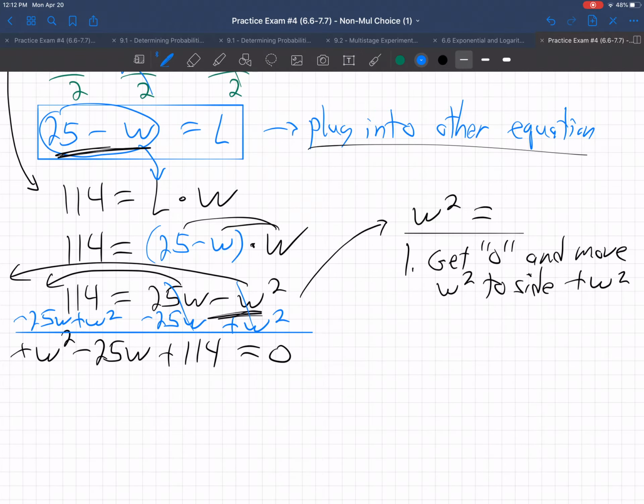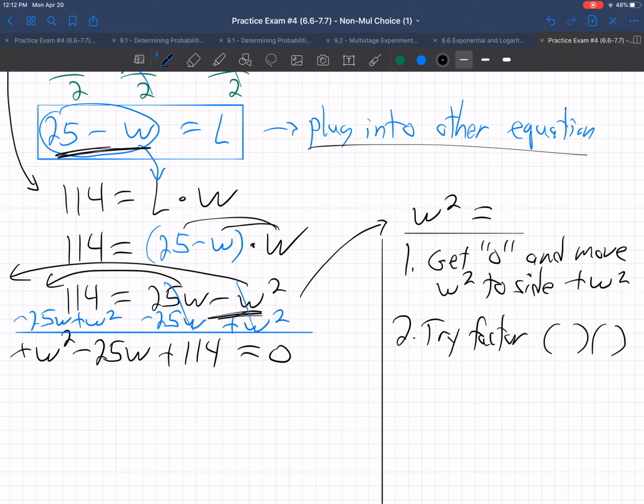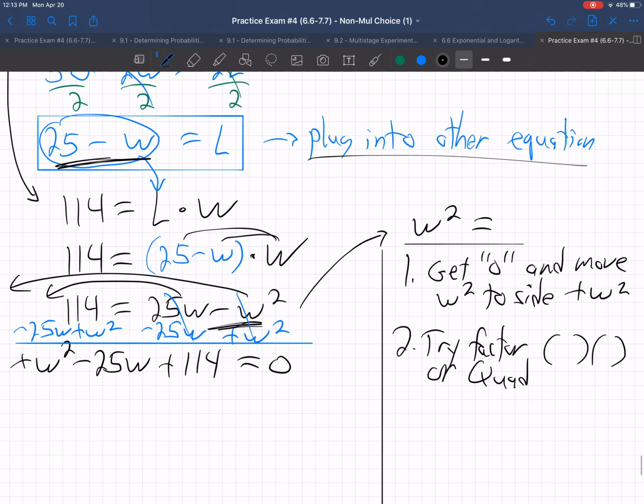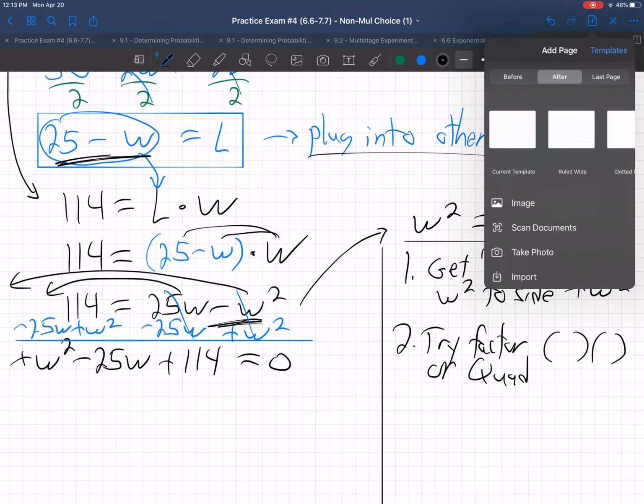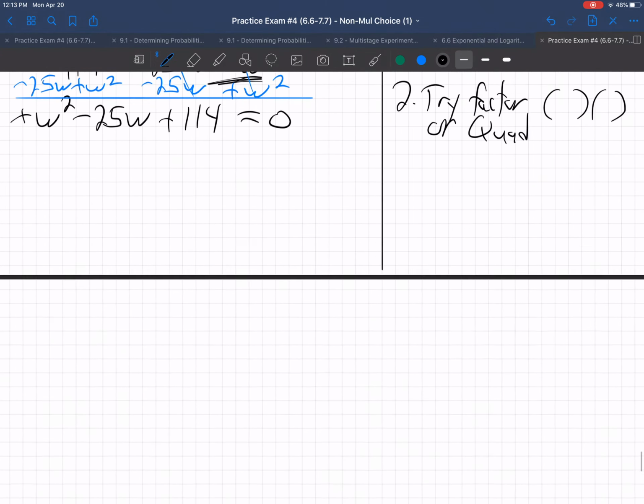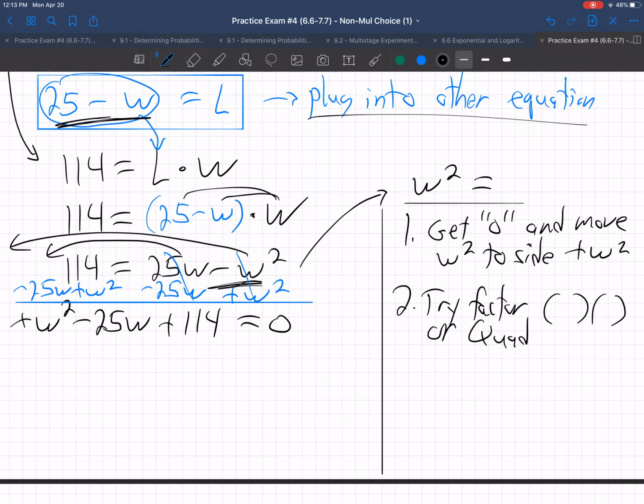Now, let's keep going over here. Step 2. You can try to factor with the 2 parentheses, or you can use the quadratic formula. I think this would be a good time to use the quadratic formula because that's not an easy one to factor, so it'd be easier to use the quadratic formula.